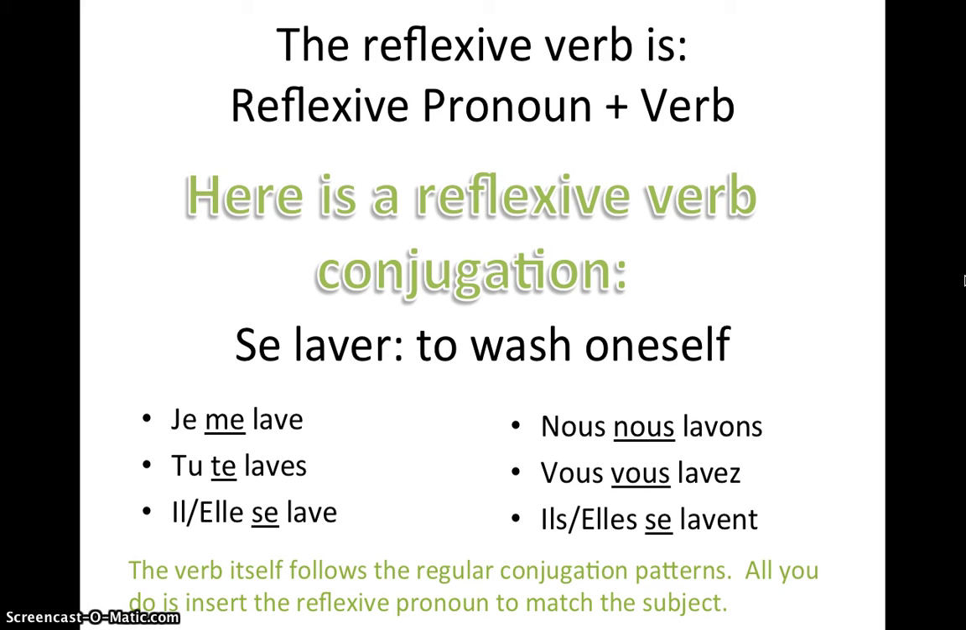And then secondly, notice that the verb is just conjugated how it would be conjugated regularly. This is a regular ER verb, so it's conjugated for the subjects. So the only thing new that you really need to do is insert the reflexive pronoun that matches the subject to show that the action is being performed by the subject to itself.